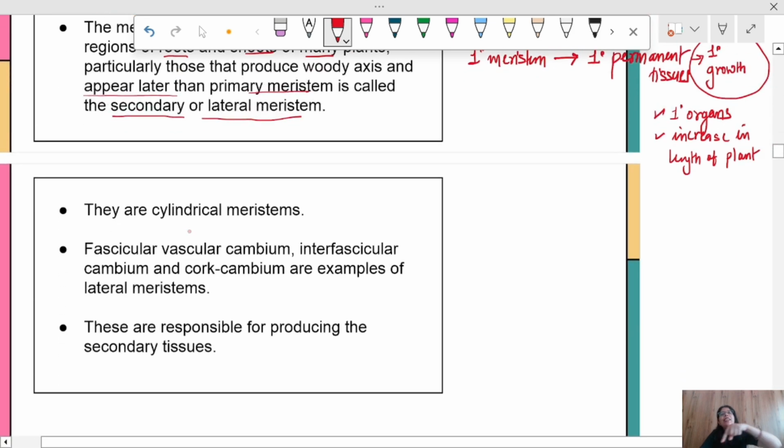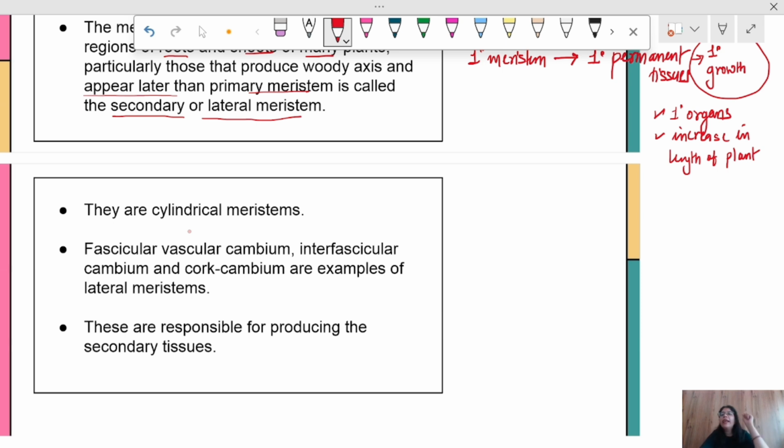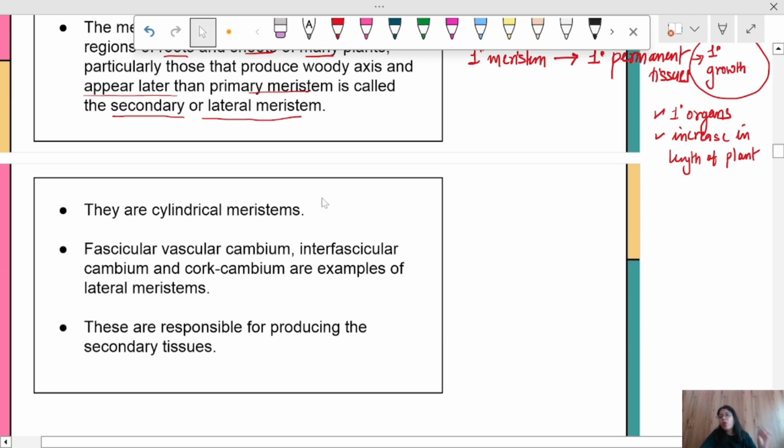It is cylindrical in nature. When you cut a section of a root or stem which is undergoing secondary growth, it will appear like a circle, right? Which I will discuss in the coming session. Examples: please remember, they will directly ask a question, like which among the following is the odd one out for primary meristem or secondary meristem, or an odd pair, like that.